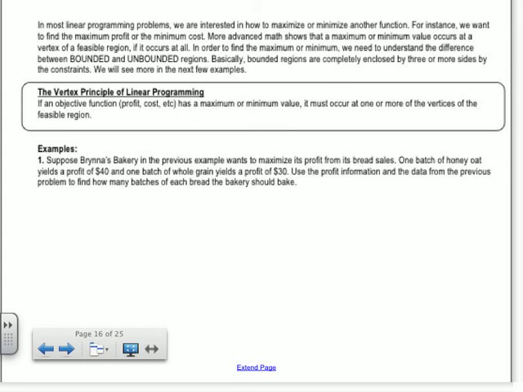Okay, in order to find the maximum or minimum, we need to understand the difference between bounded and unbounded regions. Bounded regions are completely enclosed. So this would be a bounded region, 4 sides. And then something like this would be unbounded. See how that goes off forever to the right. So the vertex principle is what we're using. If a maximum or minimum value occurs, it happens at one of the vertices.